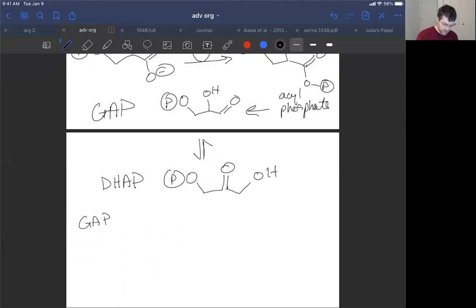So we need to take a GAP plus a DHAP enolate, okay? And when we add these together, here's what this kind of looks like. I'm going to flip my DHAP over, and I'm going to draw the enolate of it. It's not the actual enolate. It's something that's activated and behaves like it that does the aldol reaction. So hopefully you can kind of appreciate that.